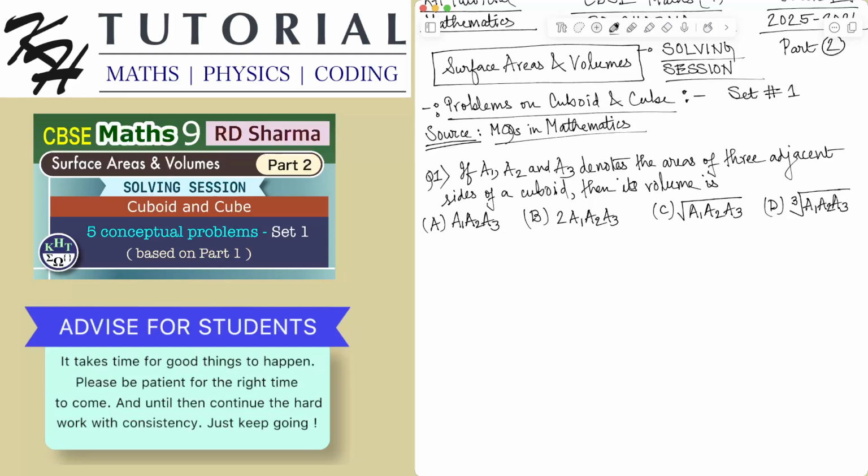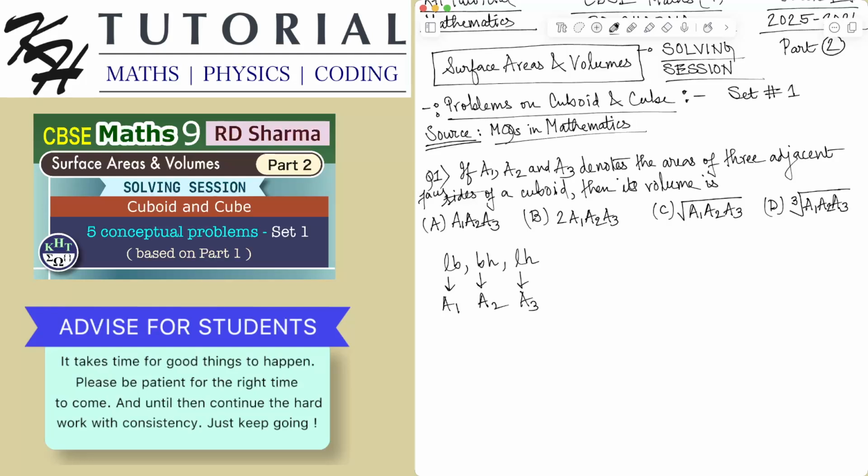We know that the areas of 3 adjacent faces, it should be not sides but adjacent faces. The areas of 3 adjacent faces of a cuboid are LB, BH, LH, where L is the length and B is the breadth and H is the height of the cuboid. Now let's say it is given that the areas of these 3 adjacent faces are given. Let's say LB is A1, BH is A2 and LH is A3.